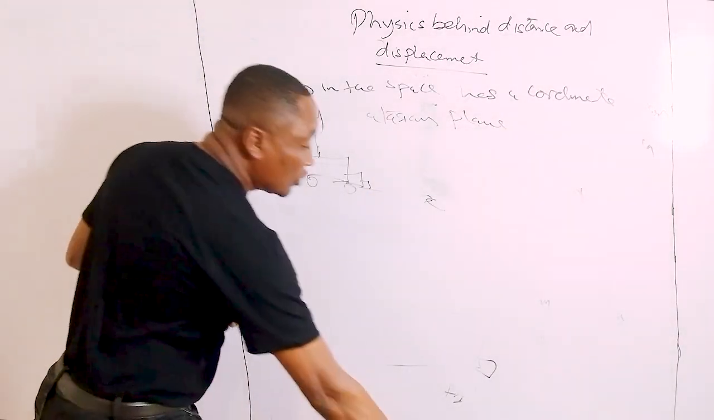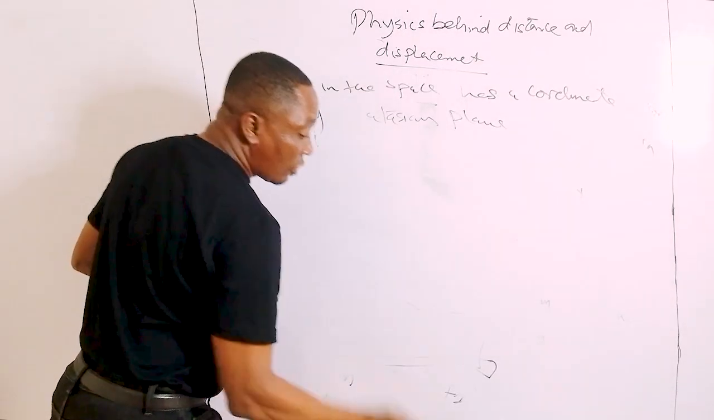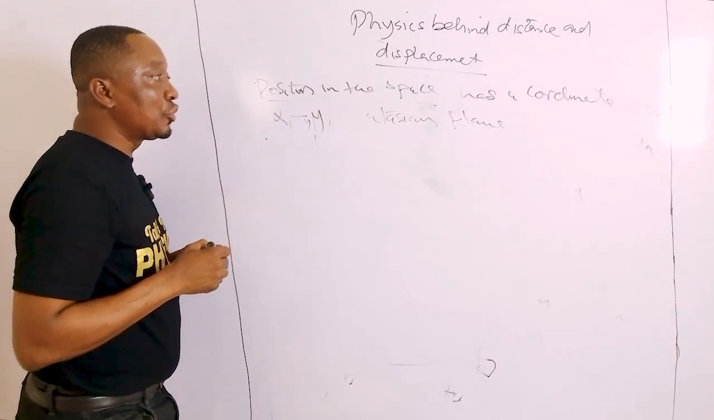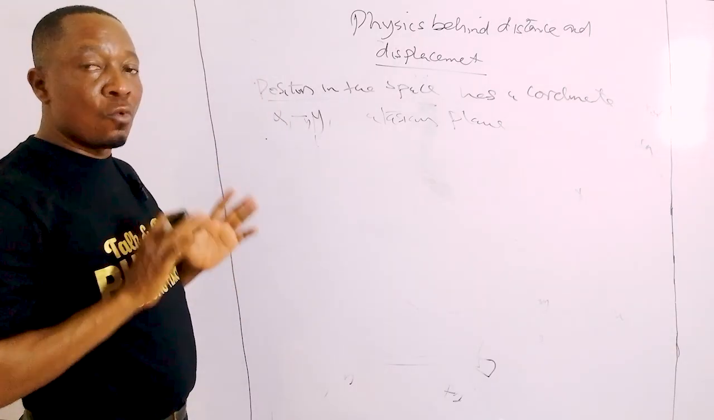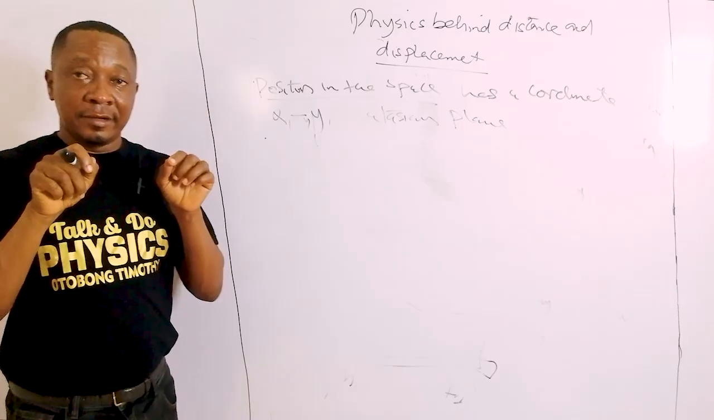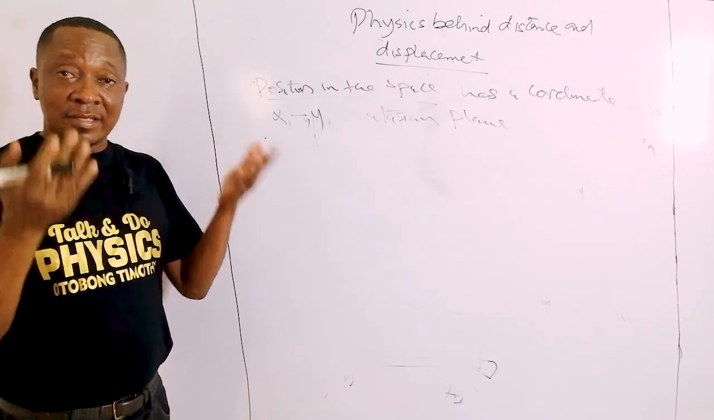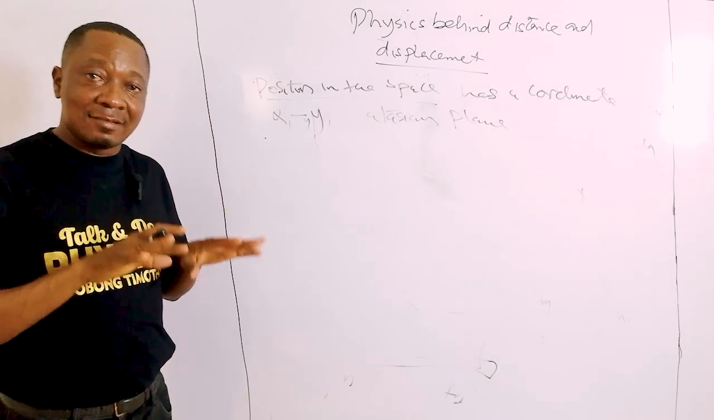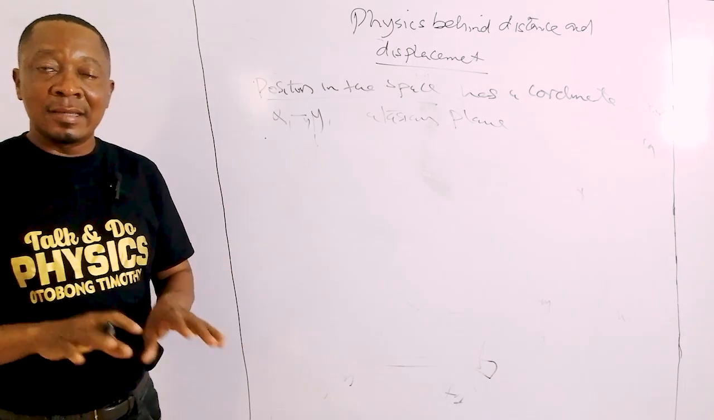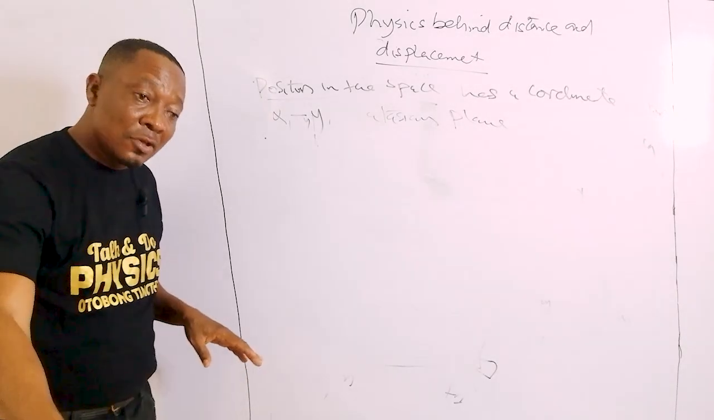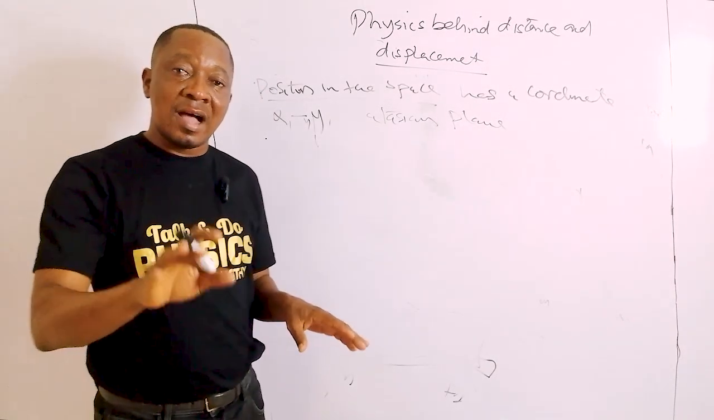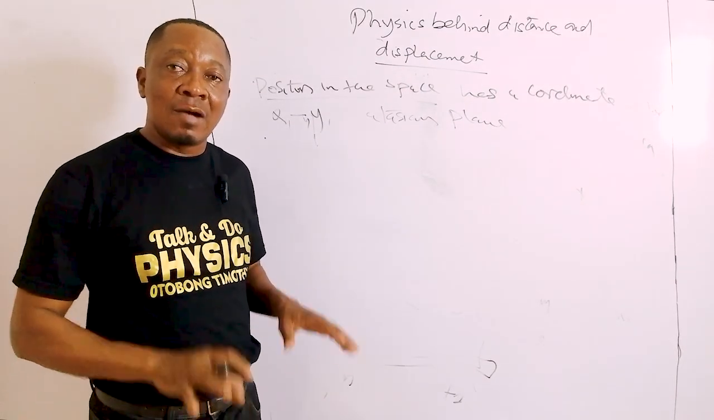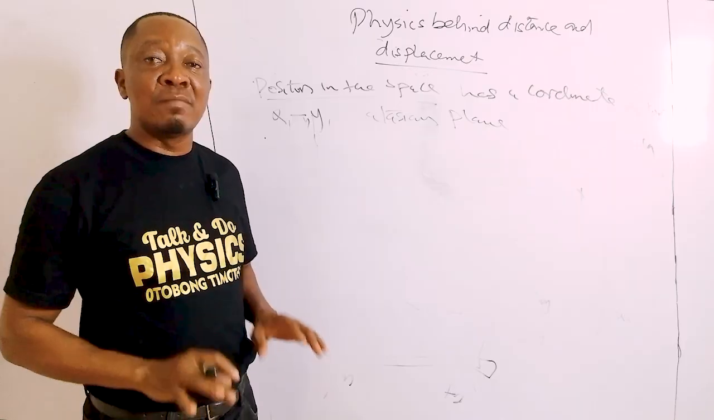Because it has an X and Y direction, it has position in the space. An aeroplane, for instance, in the space has X and Y direction. Even a car that is at rest has X and Y direction. Even as you are sitting down watching me, you have an X and Y direction. Even as I'm standing, I have X and Y direction. That is what we mean by position.